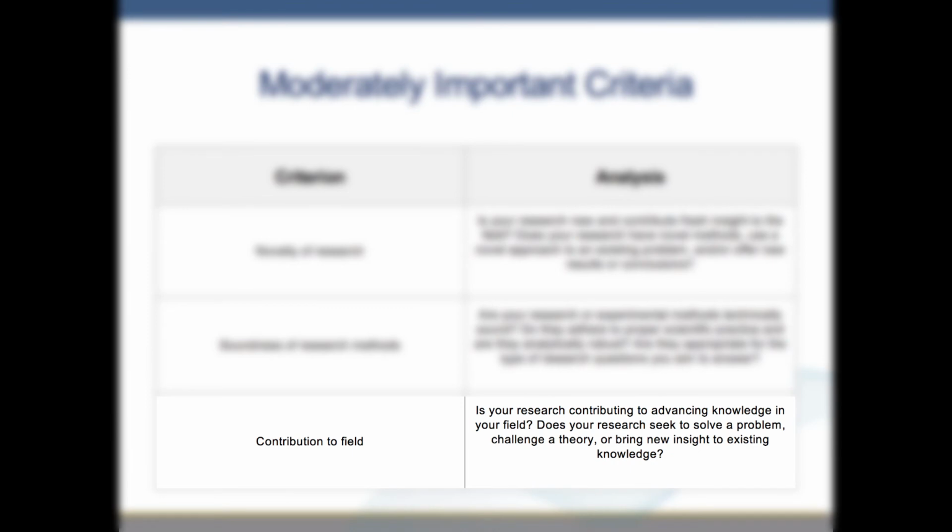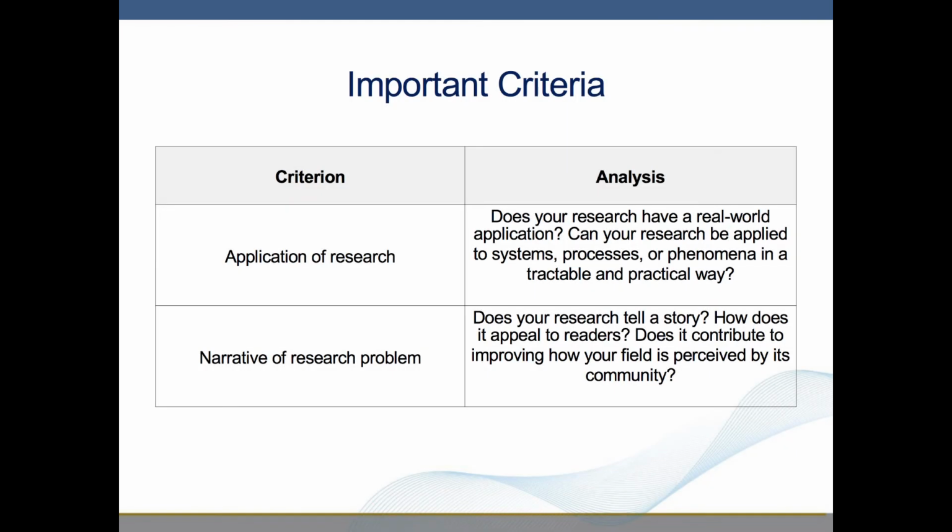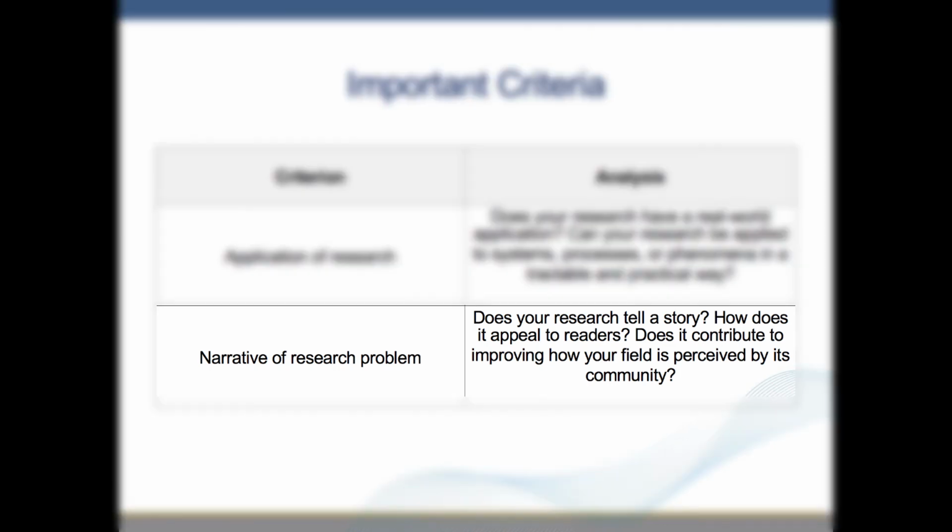Contribution to the field. Is your research contributing to advancing knowledge in your field? Does your research seek to solve a problem, challenge a theory, or bring new insight to existing knowledge? The final two criteria are of lesser importance than the others, but still hold application value when writing your paper. These include the application of research and the narrative of a research problem.